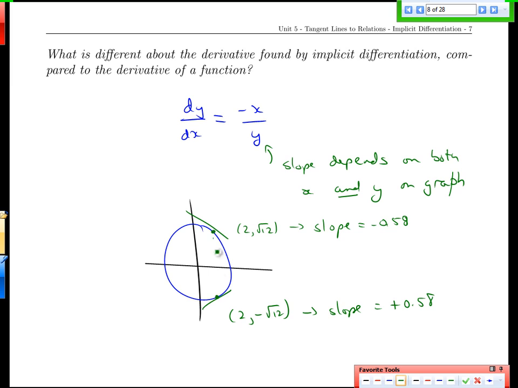So with that comparison, it becomes obvious that if we have a relation that we're starting with, we need our derivative formula to have potentially both x's and y's in it, so we can tell apart points with the same x-coordinate from one another.